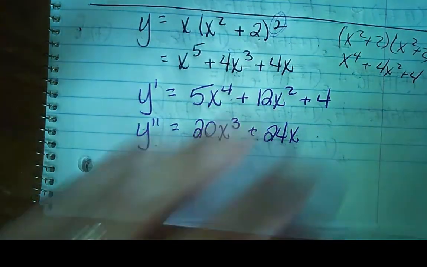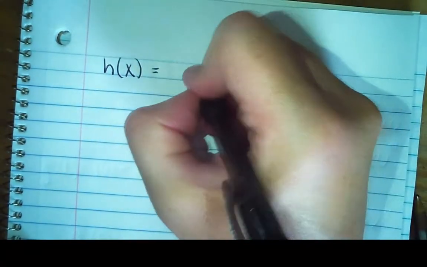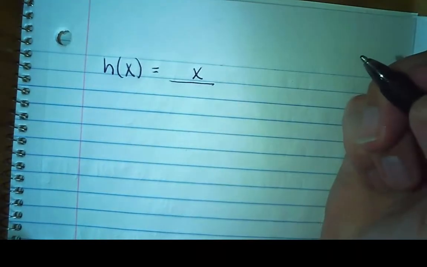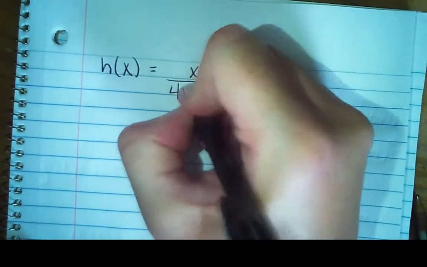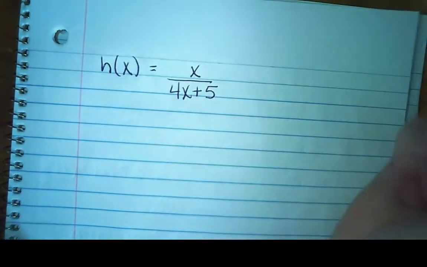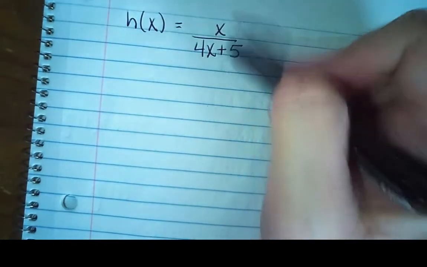All right, let's do it again. Now we're going to do some quotient rules. So far we've done term by term using power rule. Then we've done multiplication using product rule and chain rule. And now we're going to do some quotient rule. So I have h of x equals x over 4x plus 5. I know I've got to do quotient rule because I've got variables divided by variables.